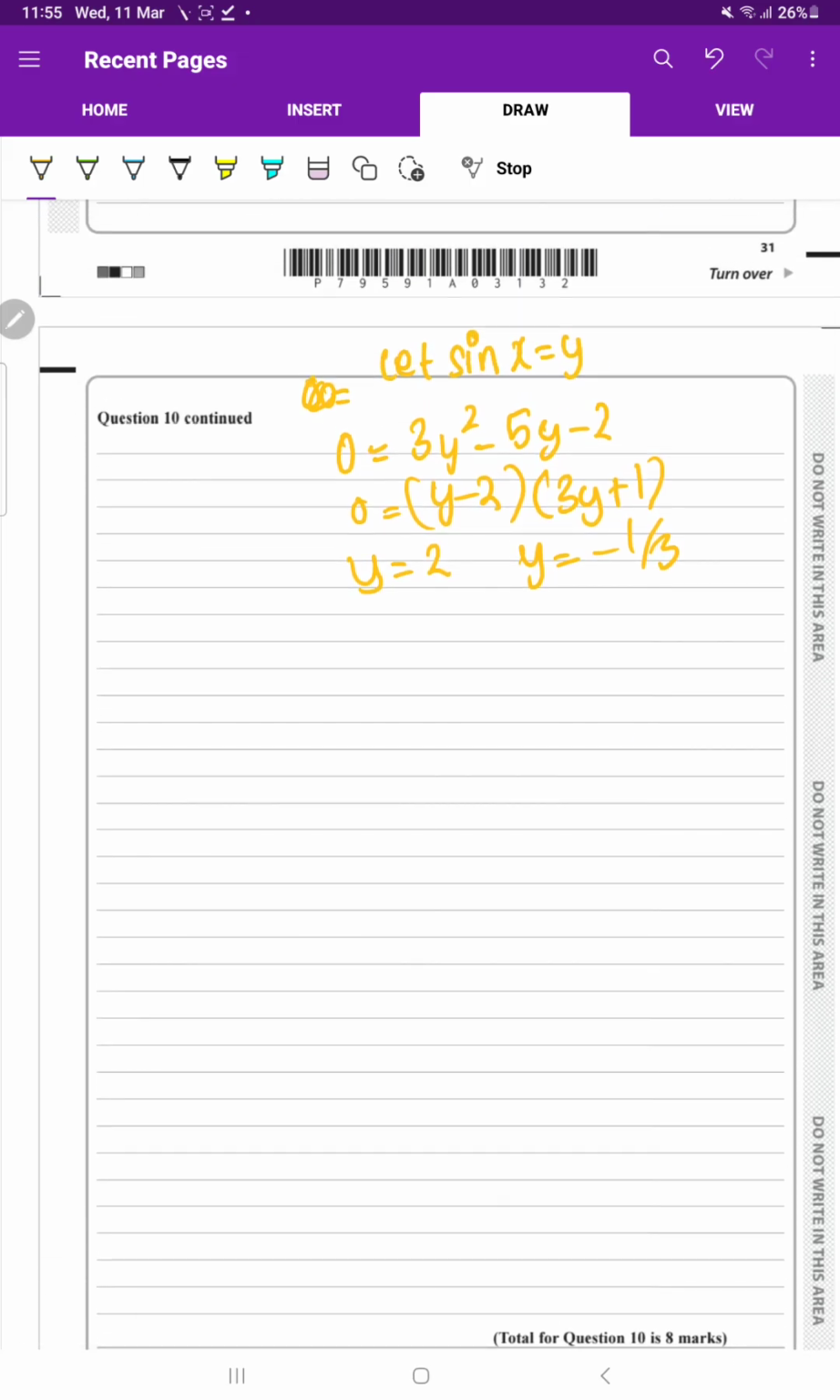Right, now over here what I'm going to do is let sine x equal 2, and let sine x equal minus 1 over 3. Now if you take sine inverse of 2 you get an error, and you cannot just write math error. You should know the reason why you get the error.